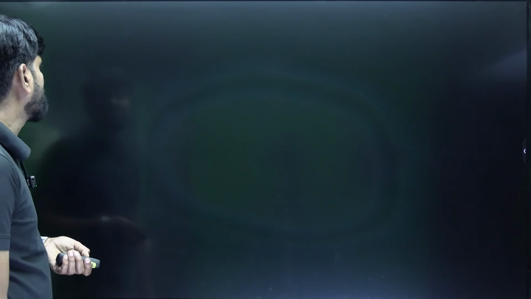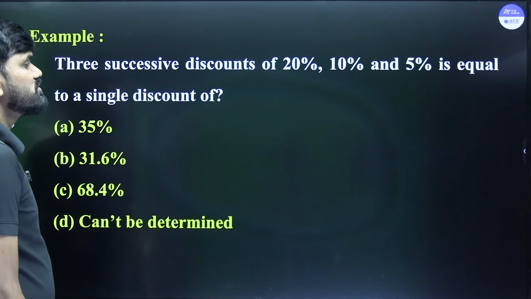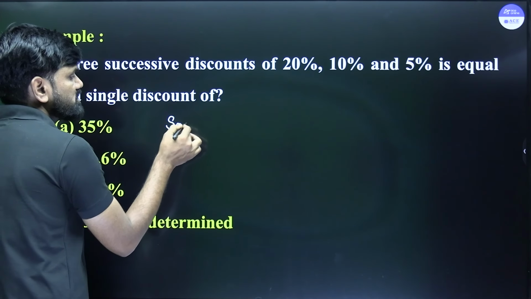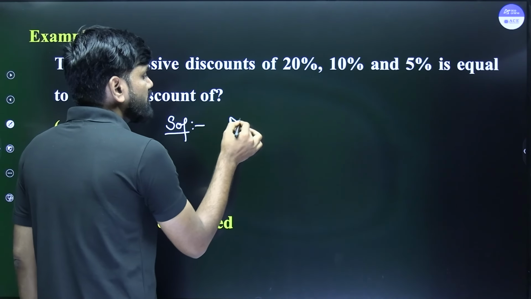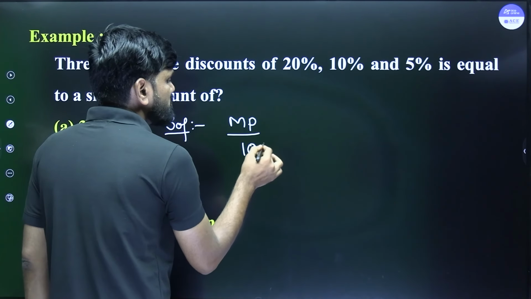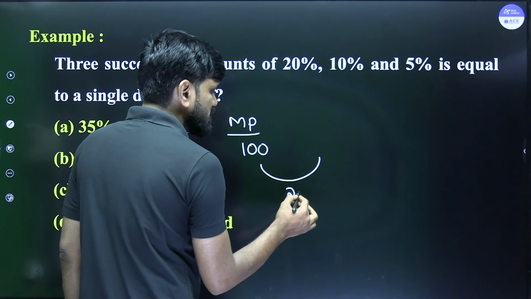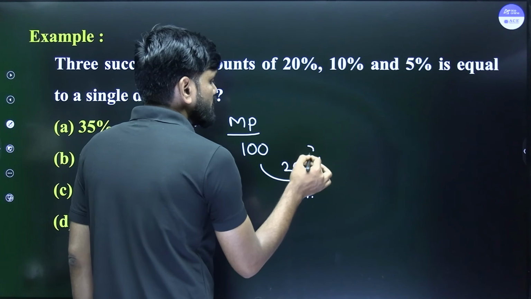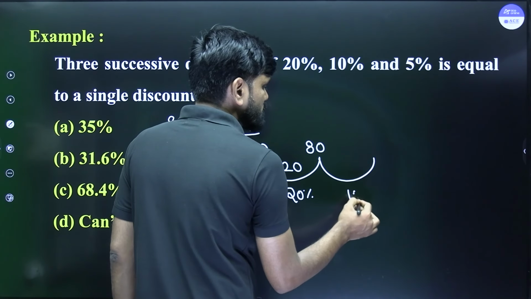Let's see 3 discounts if they are there. How do we handle? 3 successive discounts of 20, 10 and 5 is equal to a single discount of. If the market price is 100, 3 successive discounts of 20, 10 and 5, 20% discount. You can sell it for 80. Another 10% discount.